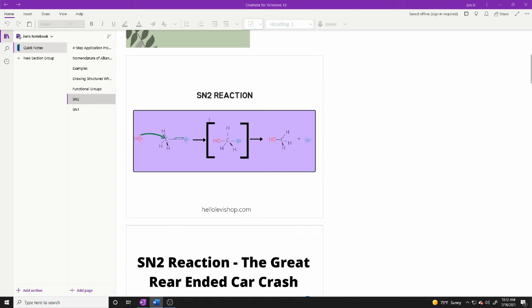Now this right here in this little bracket is the transition state, and again this is where the bond of the nucleophile, in this case the hydroxide, is partially formed, and the bond with the leaving group, which is the bromine, is partially broken. The smaller green arrow right here just shows that the electrons from the bond between the carbon atom and the bromine are essentially breaking to form that leaving group by itself.